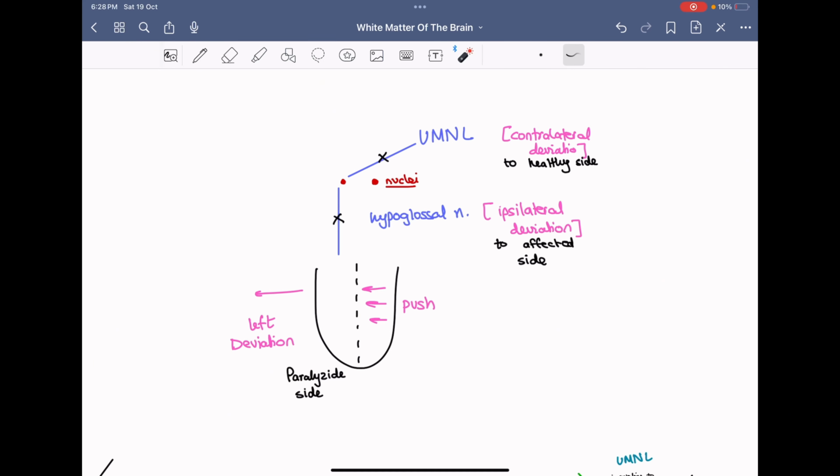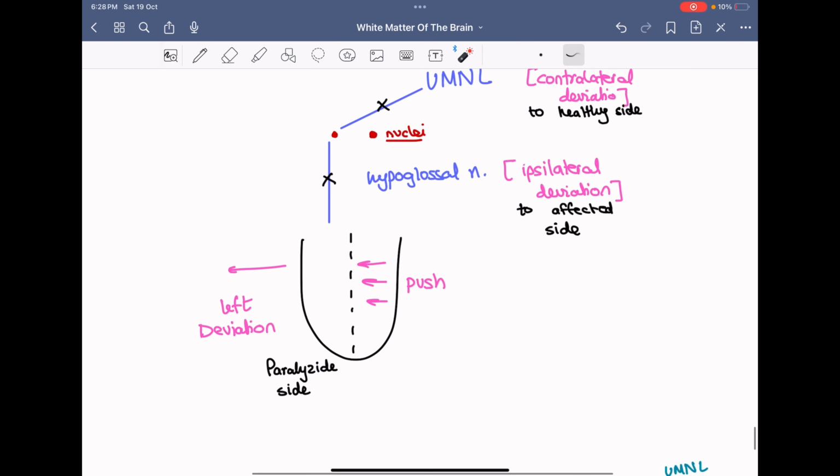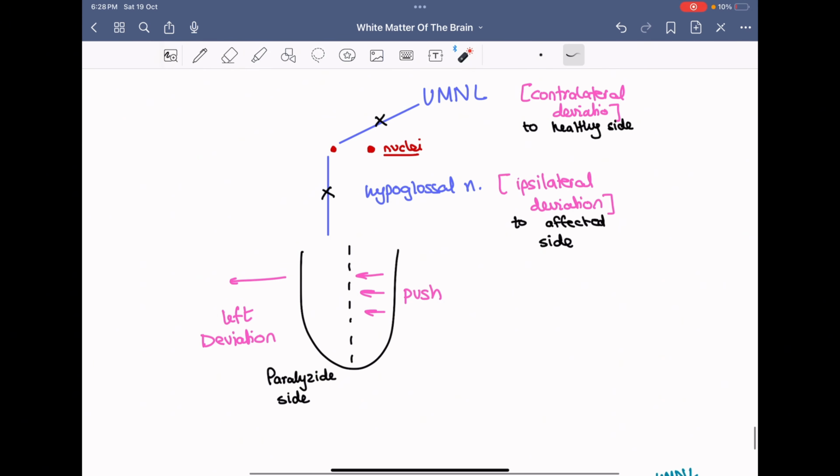Now, if we talk about the lower motor neuron lesion, this isn't relevant to our case over here, but to understand it completely: if you're getting a problem in the hypoglossal nerve itself, that means we are in a lower motor neuron lesion. So if this side is knocked out, same concept, it is going to be paralyzed. The right side muscles are going to push, so you're going to get left-sided deviation, and you already have a left-sided hypoglossal nerve lesion. So in this case, we can say that it is an ipsilateral deviation to the affected side.